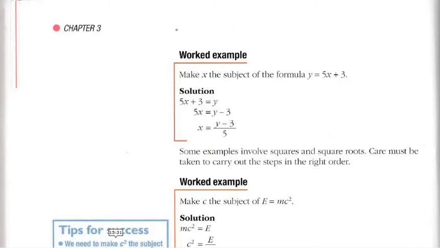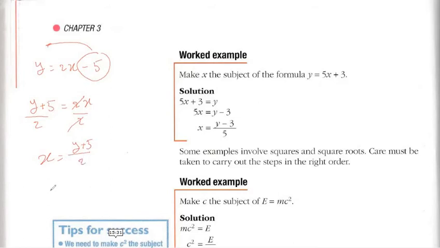More examples about this point. Make y equal 2x minus 5, and make x the subject. We can do it in this way also. Take negative 5 to the other side, so it becomes y plus 5 equals 2x. Divide both sides by 2. So x equals y plus 5 divided by 2.